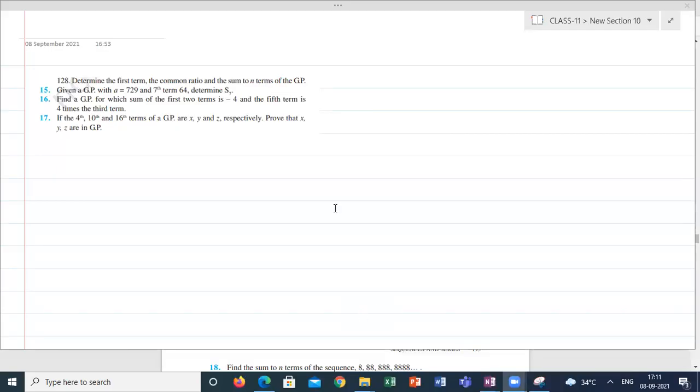We are going to discuss the rest of the numericals. I think yesterday we did up to 14 numericals. Am I right? Guys, please respond. Yes, sir. So we are going to start with the 15th one. Given a GP with A equal to 729, seventh term is 64, determine S7.